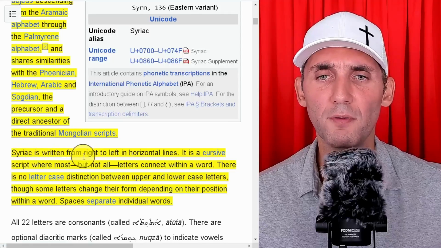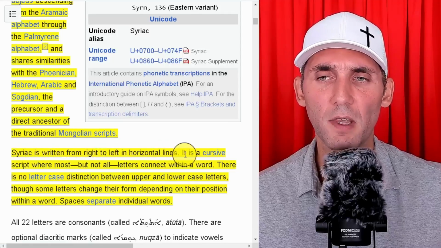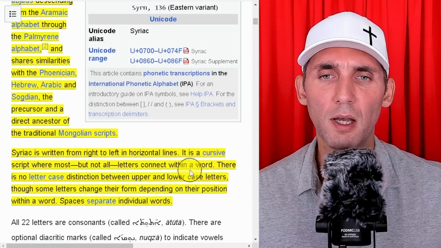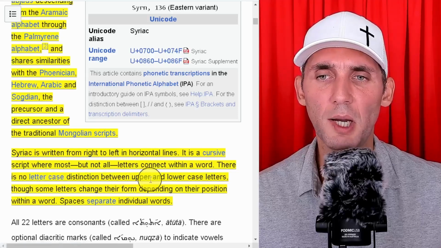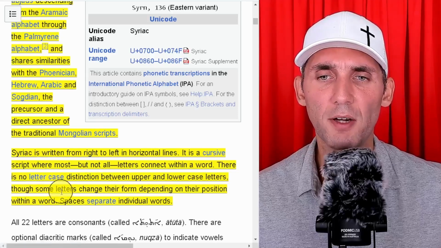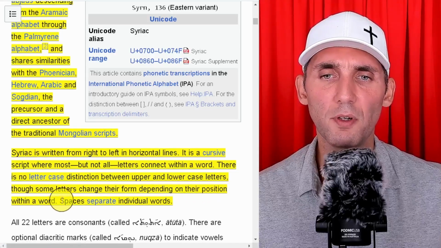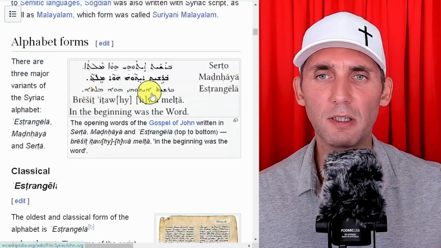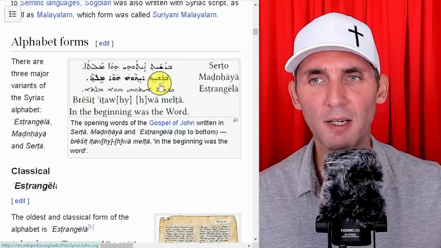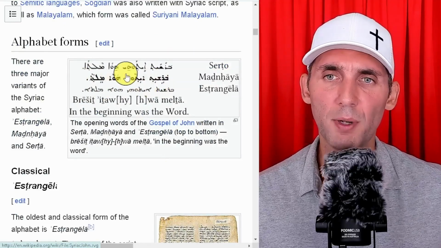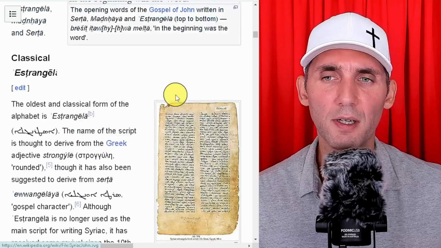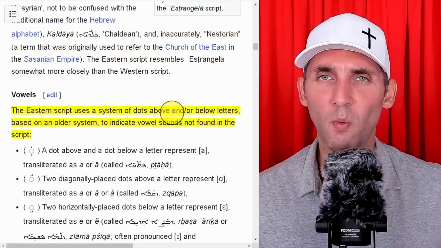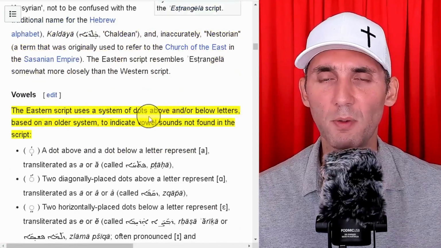Syriac is written from right to left in horizontal lines. It is a cursive script where most but not all letters connect within a word. There is no letter case distinction between upper and lowercase letters, though some letters change their form depending on their position within a word. Spaces separate individual words. So you can see what this looks like, and it looks like Arabic, kind of. You can see where the relationship would be. But it's also got all these little dots and squiggles, which is very important, which will help to understand why Hebrew, modern Hebrew, is the way it is.